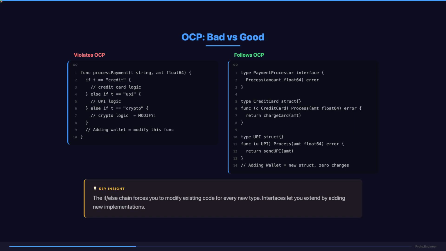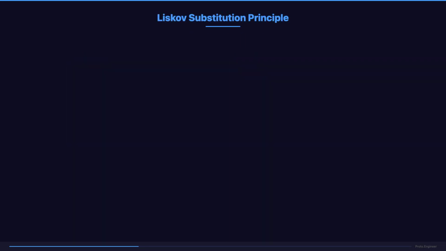The Liskov substitution principle says if S is a subtype of T, then objects of type T should be replaceable with objects of type S without breaking the program. In plain English, if your code works with a base type, it should also work with any subtype.